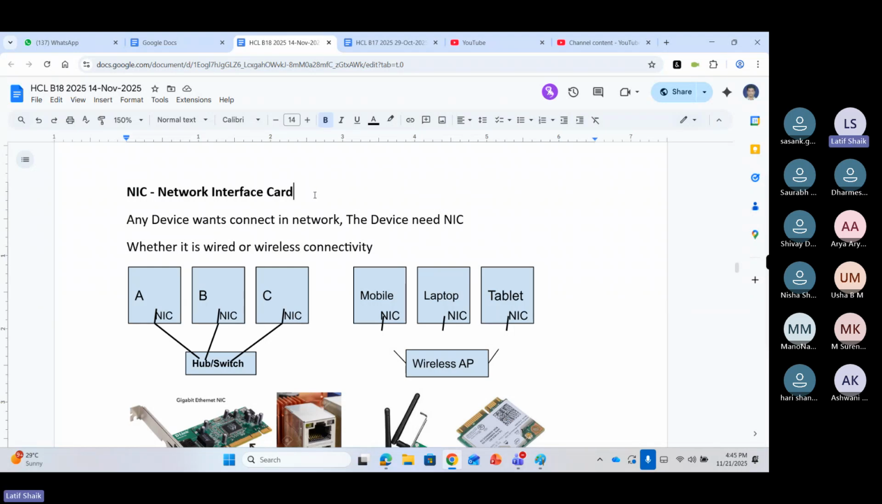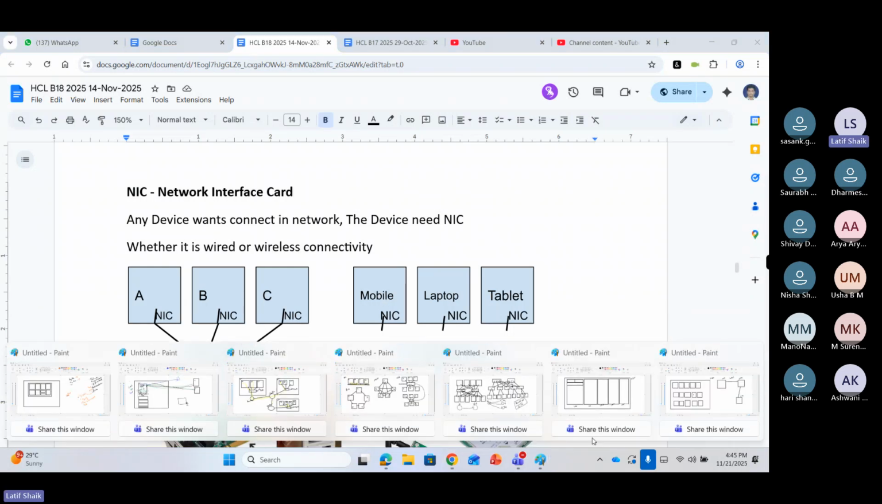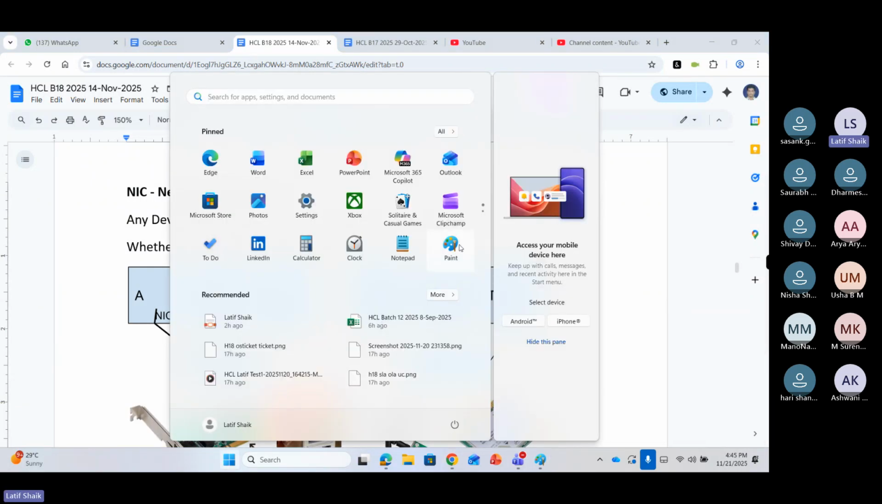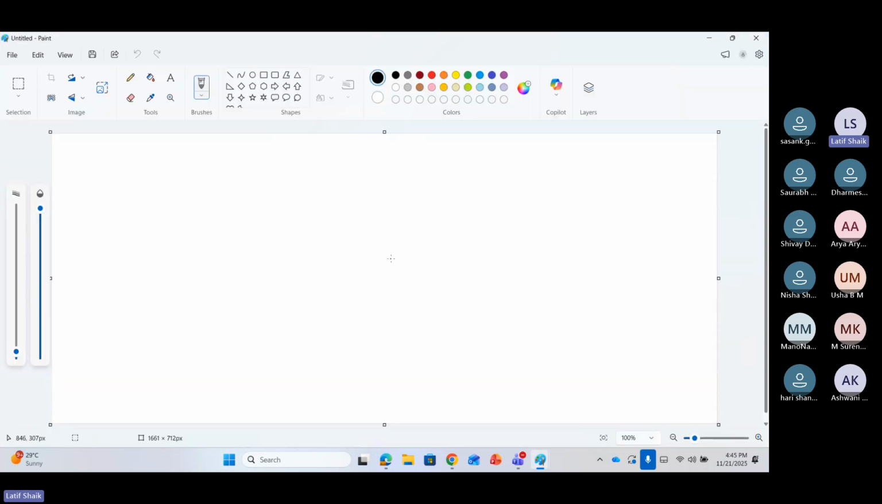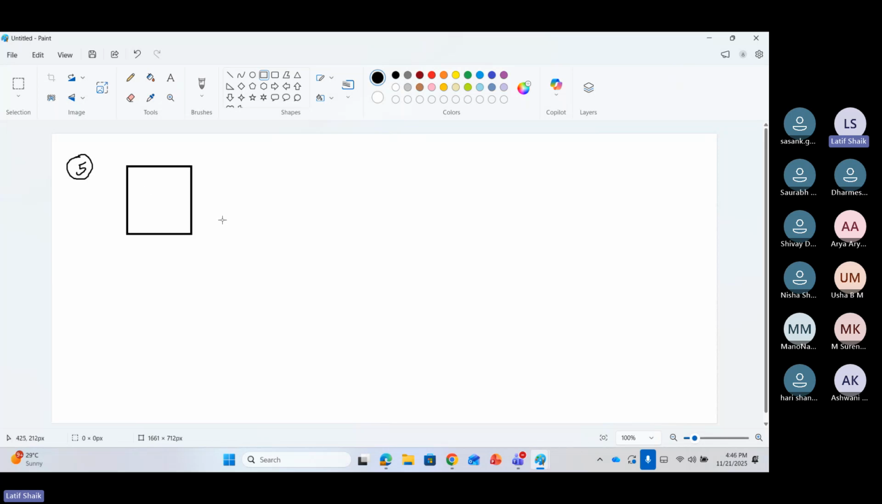NIC, Network Interface Card. As said earlier, guys, there are 5 important things in the network. So the first one is NIC, Network Interface Card.